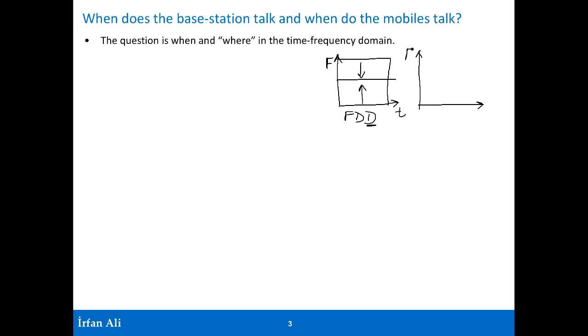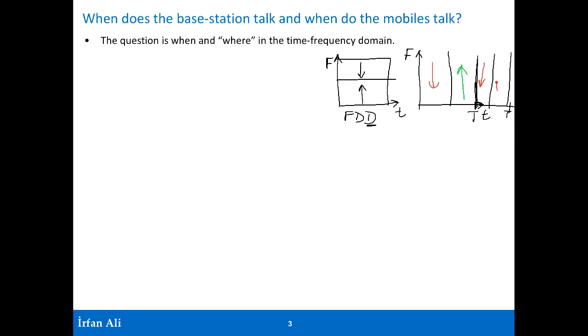The other way to split the time frequency domain is to split it along the time axis and say that in the first part of a frame, which keeps repeating, it is the base station that is talking to the mobiles, and in the second part of the frame, it is the mobiles that are talking to the base station. And I do the same thing in the next time frame again.